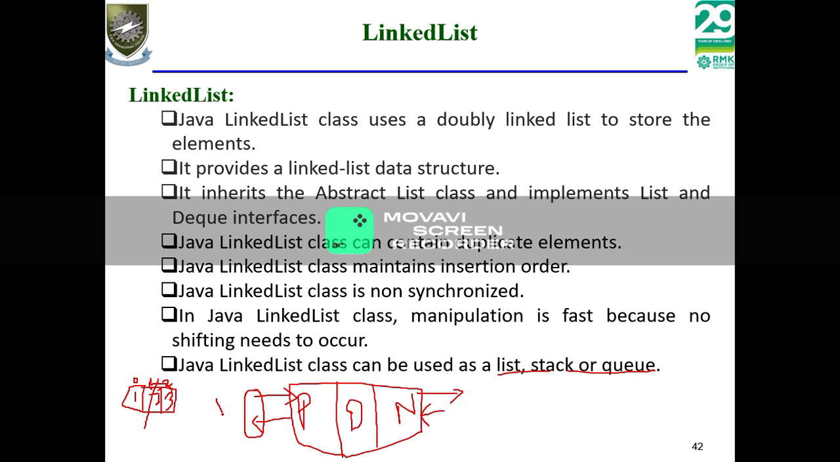If you are adding and removing elements at this end, this will be your top, so you are adding and removing from the top, and obviously it is considered a stack. Then if I add the element at this end and remove the elements at the other end, by default it acts as a queue. That's why we say Java linked list can be used as a list, stack or queue. Okay, thank you.